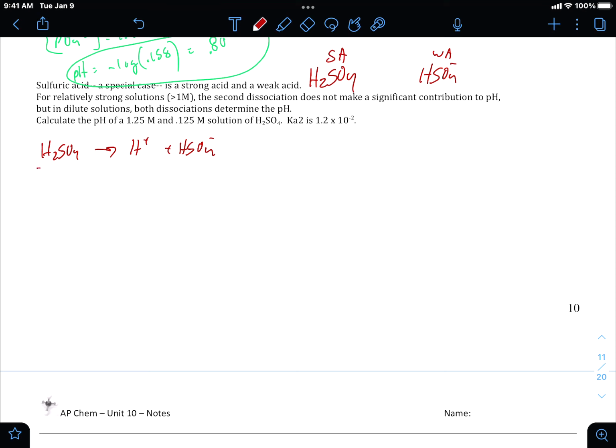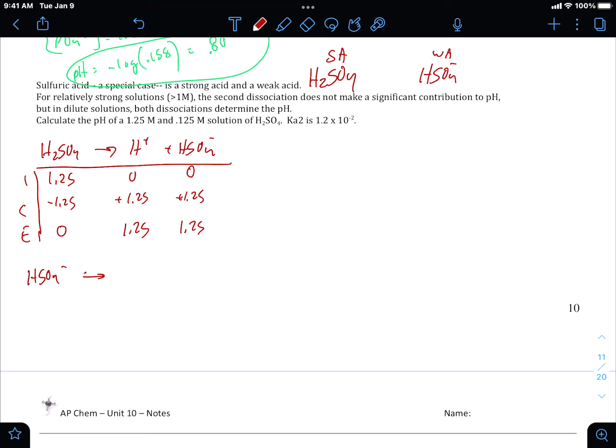So if I were to write an ice table, which for a strong acid doesn't really make sense, but I'm just doing it to demonstrate what the numbers would be. If this is a 1.25 molar solution, that means the concentration of H plus is 1.25 molar and the concentration of HSO4 minus is 1.25 molar. Does that make sense? Plus 1.25, plus 1.25, minus 1.25. There's nothing left of the original. And that's because it's a strong acid. That meets the definition.